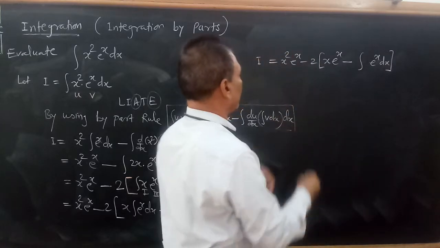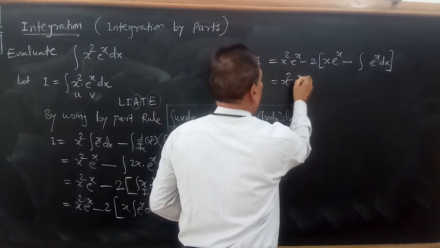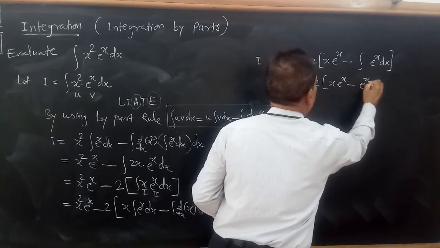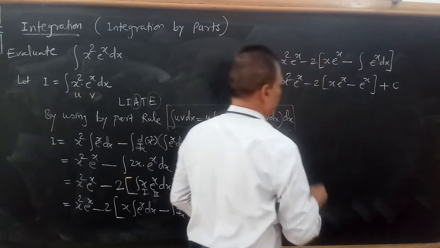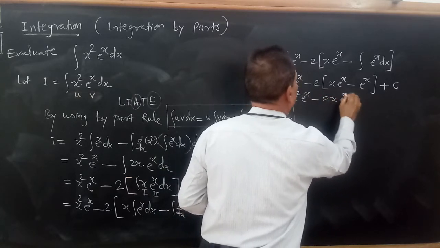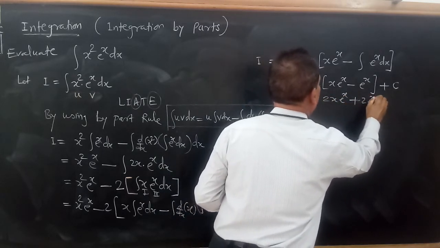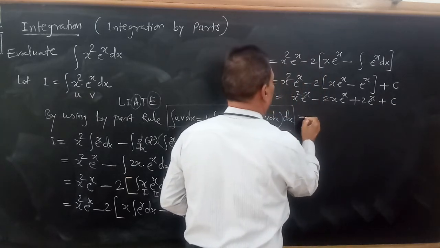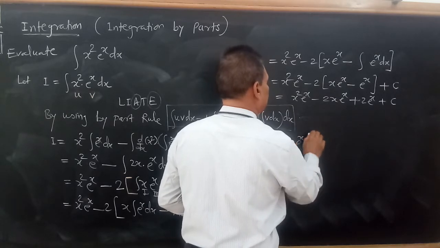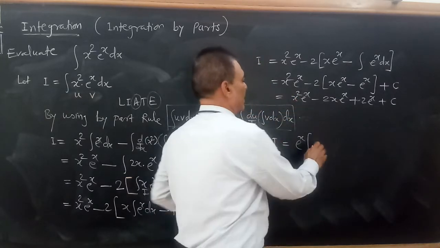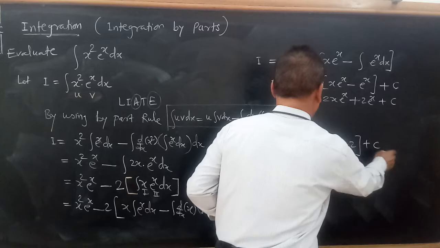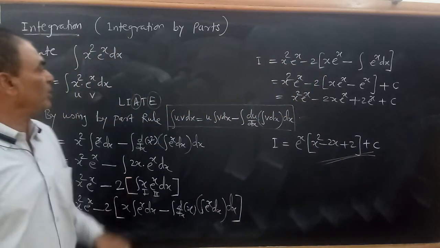And again take x square e raised to x minus 2 into bracket x e raised to x minus e raised to x plus some constant of integration. Again simplify, open the bracket: x square e raised to x minus 2x e raised to x plus 2 e raised to x plus some constant of integration. Again you can write in this way, I is nothing but e raised to x take common, you will get x square minus 2x plus 2 plus some constant of integration. This is the final answer for this question.